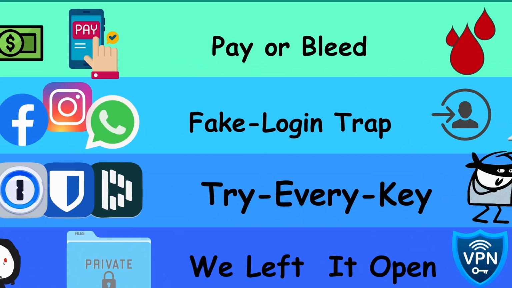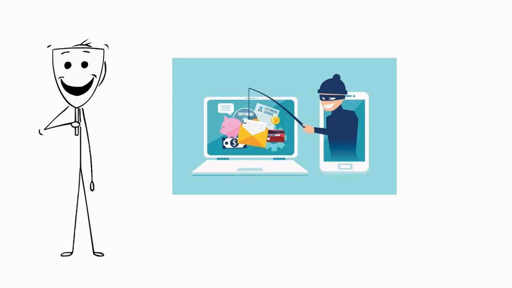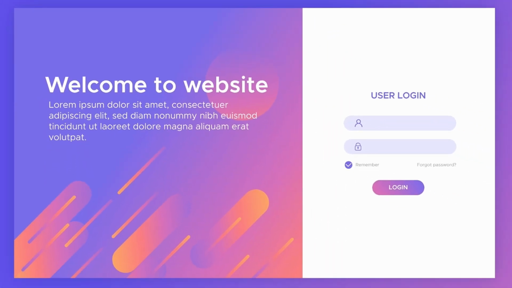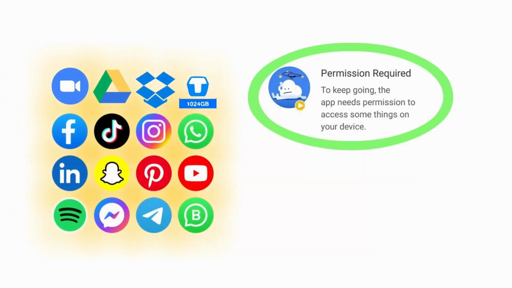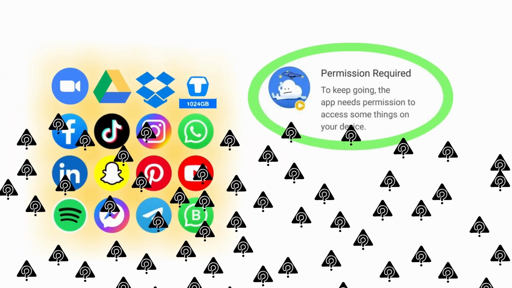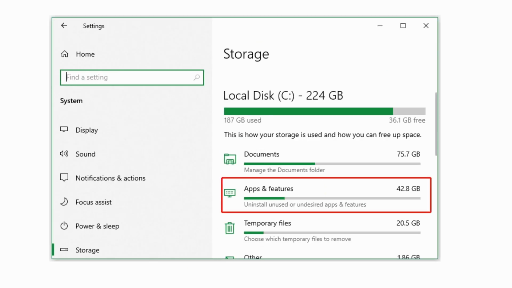Level 2. Fake login trap. This level is scams that steal your session, not just your password. It happens with perfect-looking login pages, push approval spam that wears you down, and shiny apps asking for big permissions. You'll notice new devices appearing, secret mail forwarding rules, and apps with oversized access.